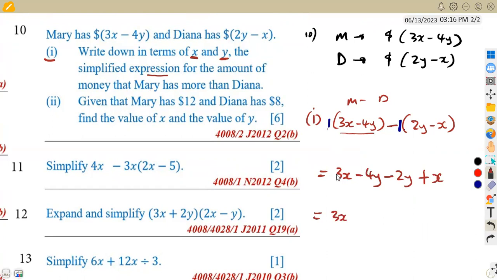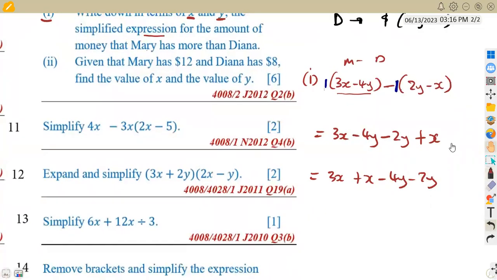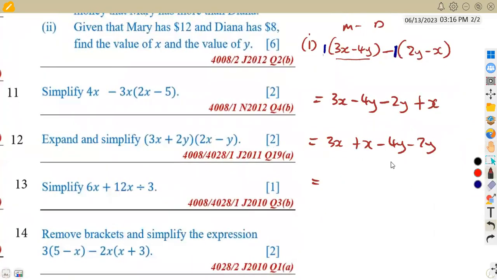Just like the previous part, we've got 3x plus x, in this case, minus 4y minus 2y. So this is going to give us at the end, x is the same as 1x. So 3 plus 1, which is going to be 4x, minus 4 minus 2, this will be a negative 6y. Okay, so this is what you're going to have at the end.